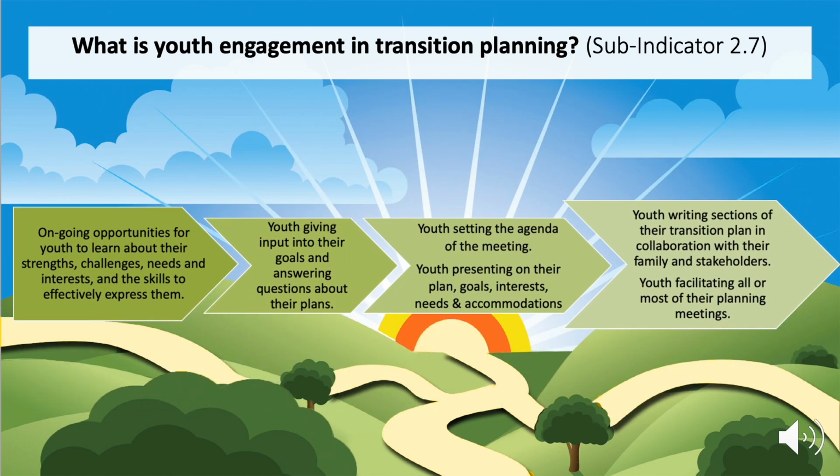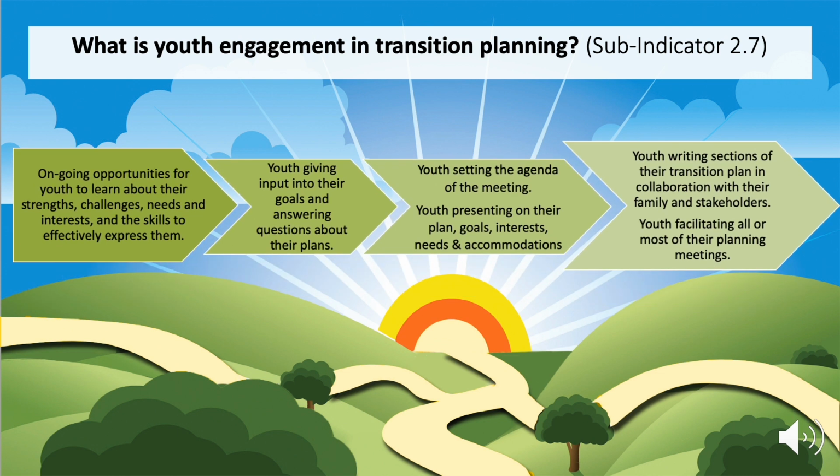this involves, first, ongoing opportunities for youth to learn about their strengths, challenges, needs, and interests, and the skills to effectively express them. Then providing youth opportunities to give input on their goals and answer any questions about their transition plans. Next, we have youth setting the agenda of the meeting. So this could be a transition planning or IEP meeting. And then youth presenting on their plan, goals, interests, needs, and accommodations. At this point in the youth engagement continuum, we're really starting to embody a youth-led IEP process.